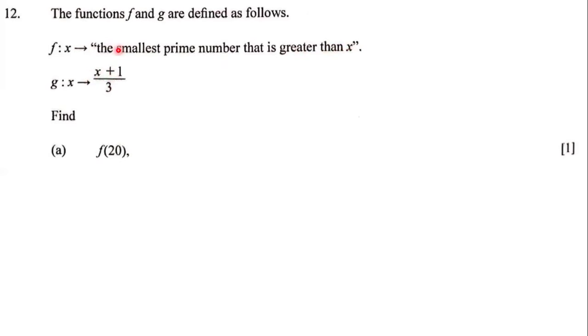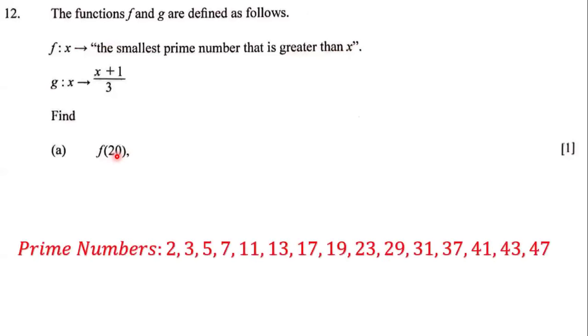So what is function f really saying? Function f is saying that the output of this particular function is going to be the smallest prime number that is greater than its input. So the output is going to be the smallest prime number that is greater than x. So if we have f of 20, what the question is basically asking us is, can you tell me the smallest prime number that is greater than 20? If you can tell me that, then that would be f of 20. That would be the output.